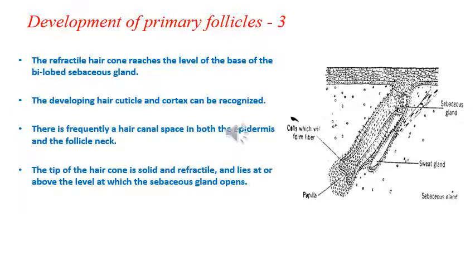The developing hair cuticle and cortex can be recognized. That is, at the center we can see the development of the fiber. There is frequently a hair canal space in both the epidermis and the follicle neck. So, a formation of the hair canal through which the fiber will go out. That formation starts at the epidermis, that is, at the top layer of the skin.